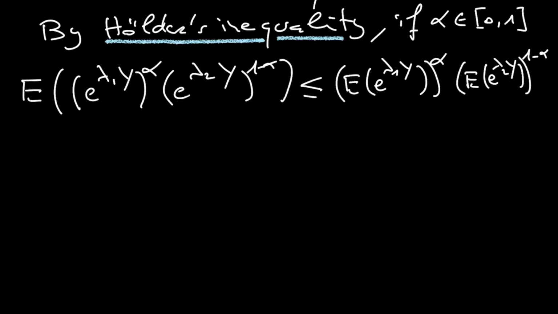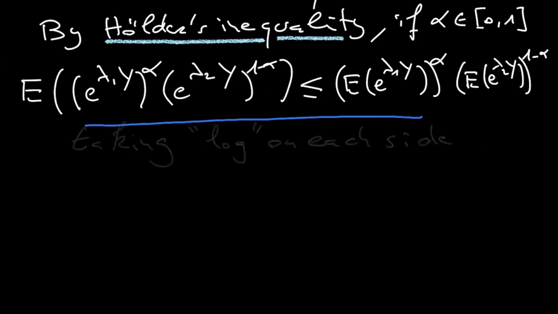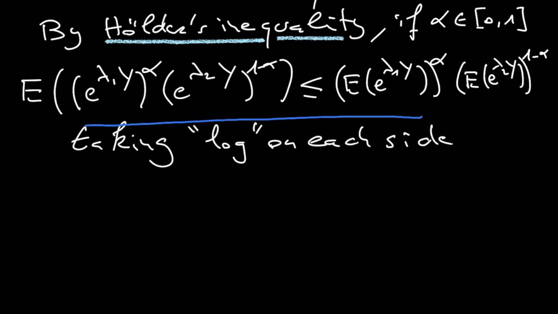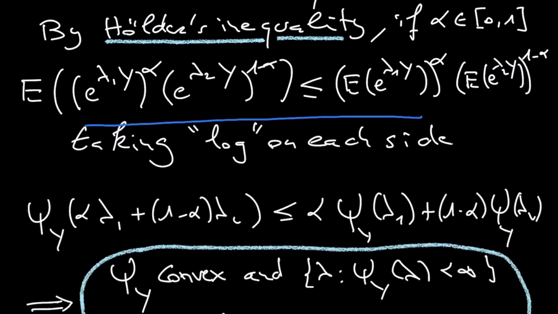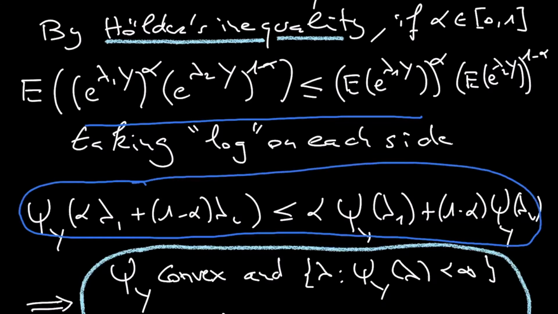So the first remark that we shall make is that, I just come back to the issue of convexity. As I mentioned, I am proving everything. The convexity of the log of the moment generating function is simply a consequence of Hölder's inequality. So you write Hölder's inequality and you just take the log. When you take the log on each side of Hölder's inequality, then you get directly that the function psi_Y is convex. And of course, you also get that the set of lambda over which this transform is finite is an interval.